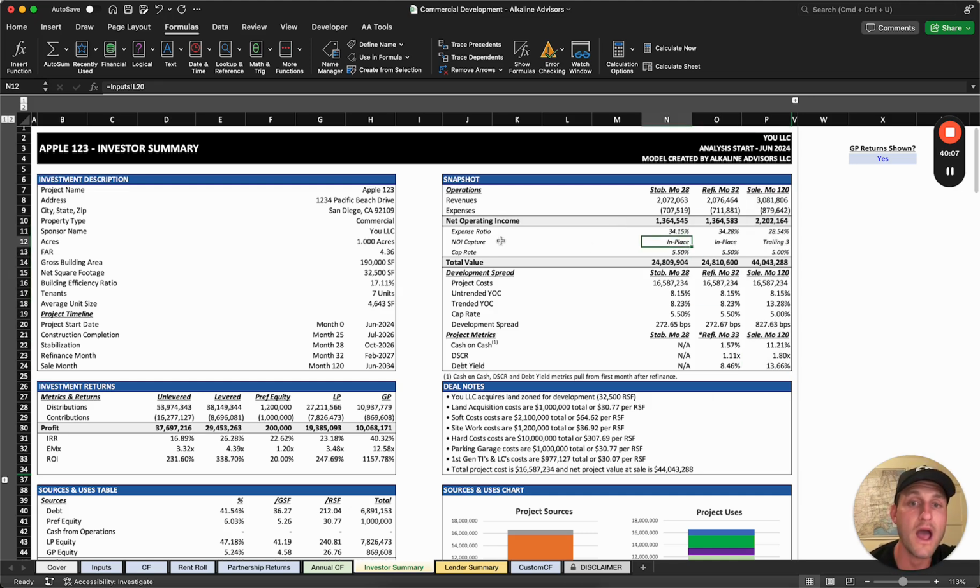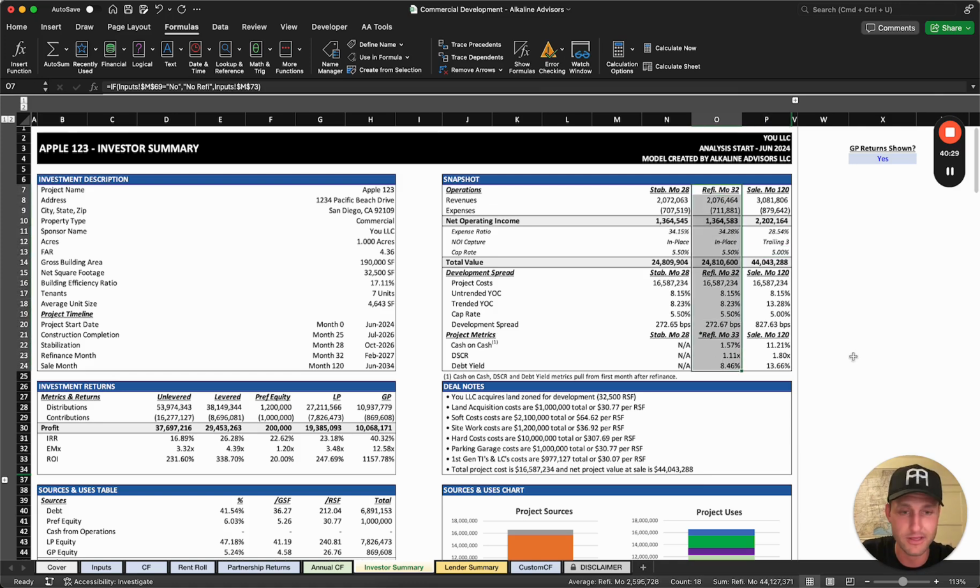But you'll see NOI capture at stabilization. We said we wanted in-place NOI. At refi, we wanted in-place NOI. At sale, we wanted trailing 3, right? At stabilization and refi, we wanted to use a 5.5 cap. At sale, we said 5. Probably won't actually be the case, but you can update accordingly and it'll all flow through. And if you toggle no to refi, this says no and everything zeroes out.